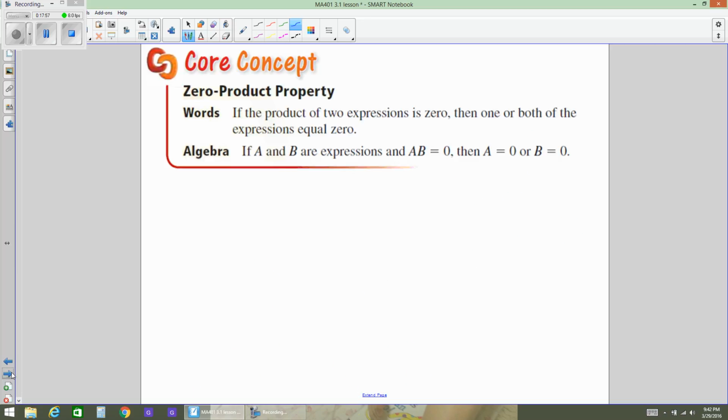Okay, core concept. There's this thing called the zero product property. Basically, what it means is if you've got two numbers multiplying each other and they equal 0, so we have a times b equals 0, that means a has to be 0 or b has to be 0. That's what this means.